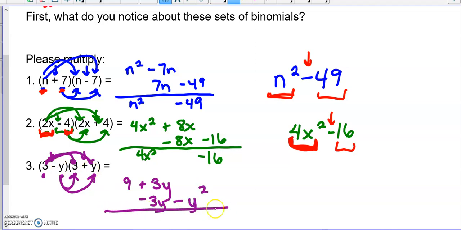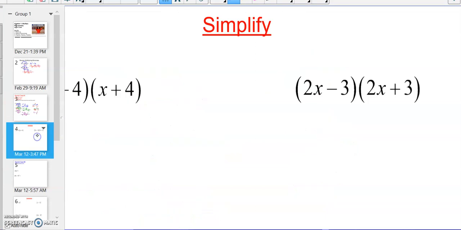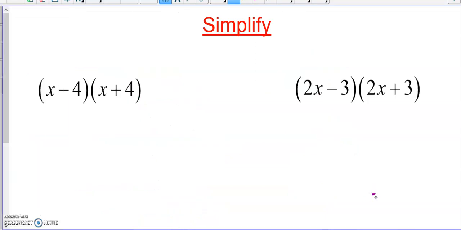And negative y times positive y, a negative times a positive is always negative, and y times y is y squared. So when I add these up, 9 plus nothing is 9. 3y minus 3y is 0. And I have my negative y squared. So just like if I had squared my first term, I have 3 squared, which is 9. My second term is a y. Y squared is y squared, and there's always subtraction in the middle. Difference of squares.